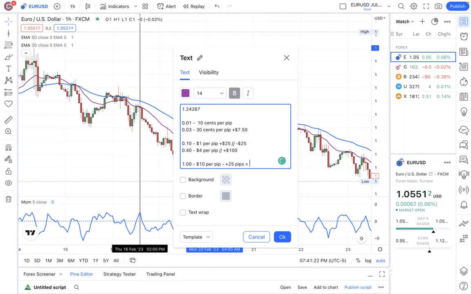How much money have we made in this trade? Somebody let me know. Let me make sure y'all awake. If we're risking $10 per pip on a 25 pip trade, the same trade that we've been in with 10 cents, how much money are we making?